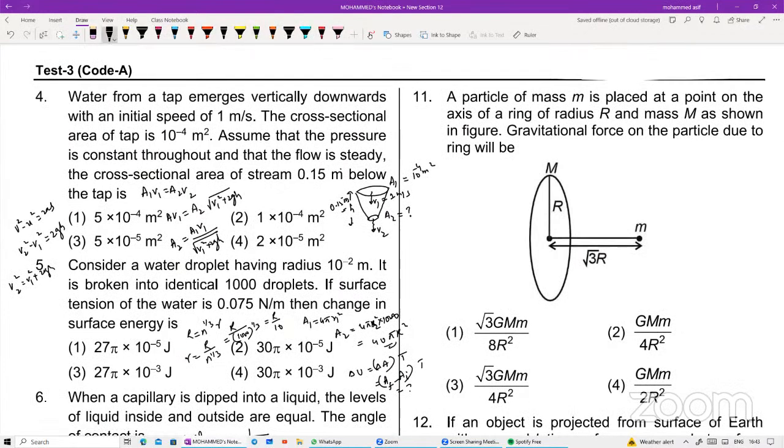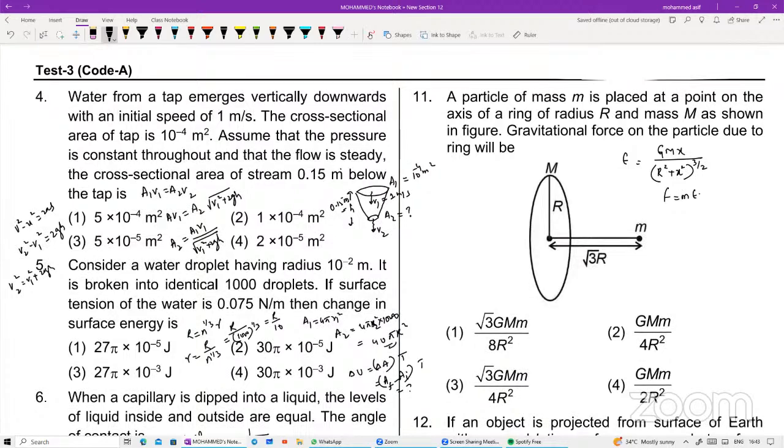11th one. A particle of mass m is placed at a point on the axis of a ring of radius r and mass capital M as shown in the figure. Gravitational force on a particle due to the ring will be equal to how much? Directly electric field का gravitational field का formula लगा सकते हैं आप लोग. E is equal to capital G capital M into x divided by r square plus x square to the power of 3 by 2. ये क्लास में आप लोग के टीचर्स भी रिवाइज किए होंगे. So once I know the field, I can calculate the force. F is equal to m into E.